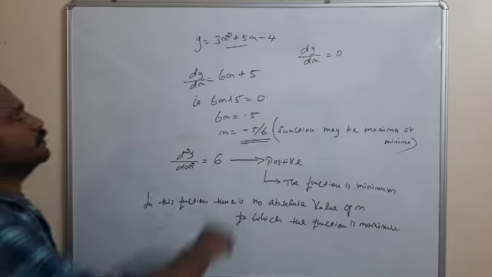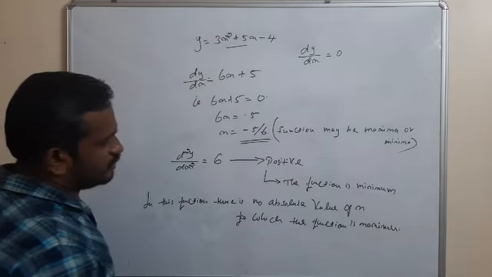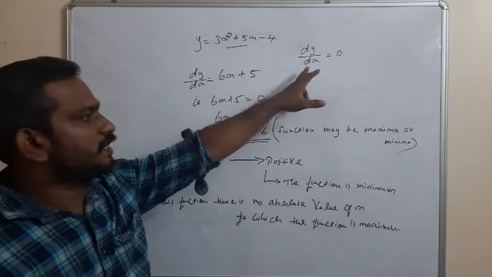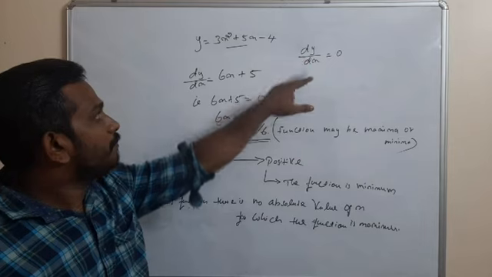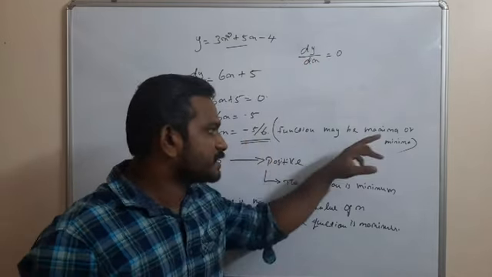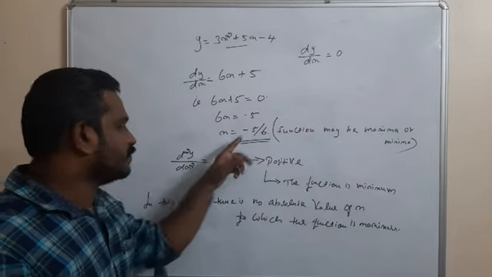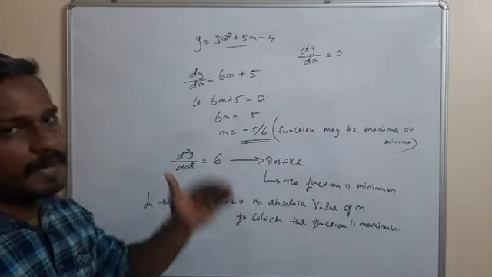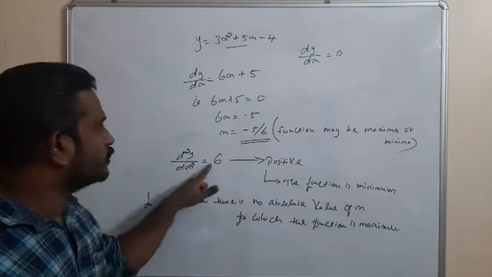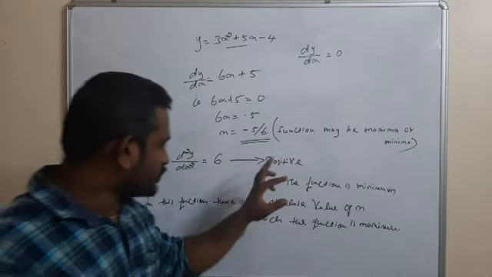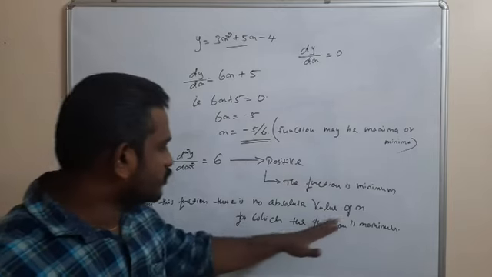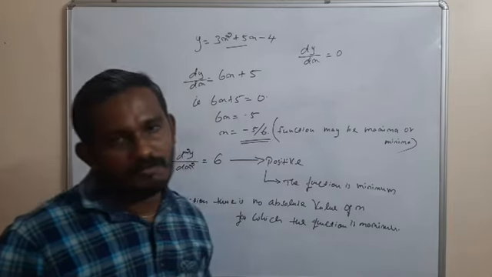Okay, y is equal to 3x square plus 5x minus 4. So dy by dx equal to 6x plus 5. To find the point of maximum or minimum, x equal to minus 5 by 6. At this point, the function may be maximum or minimum, so we have to check which, using the second derivative check. So d square y by dx square is equal to 6. This is positive, so the function is minimum. So in this function, there is no absolute value of x for which the function is maximum.